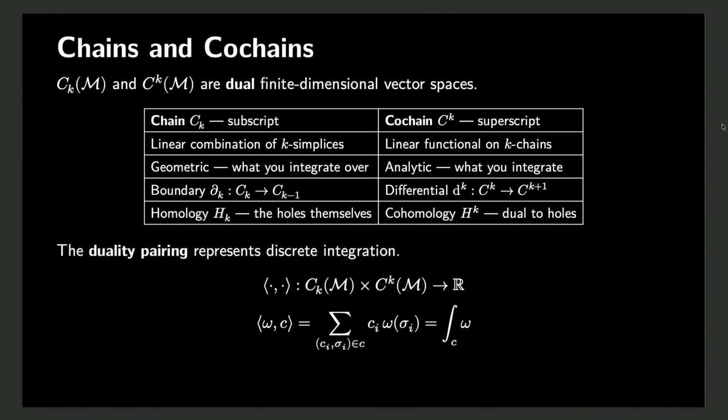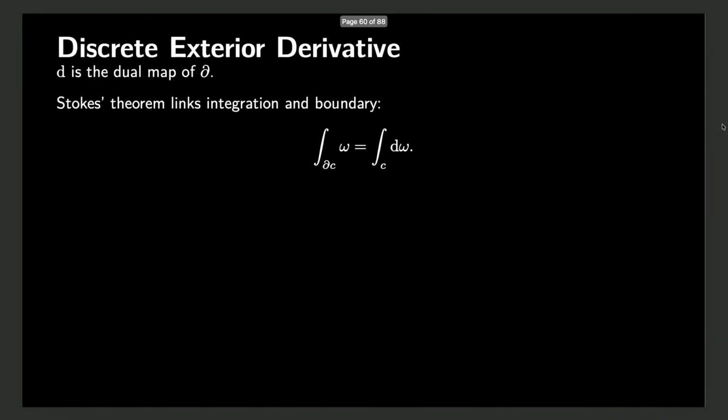The thing that pairs them up is the duality pairing. And basically the meaning of this duality pairing is to figure out what the integral of your discrete differential form would be over some chain. So you pair up your cochain and your chain and you get the value of the integral.